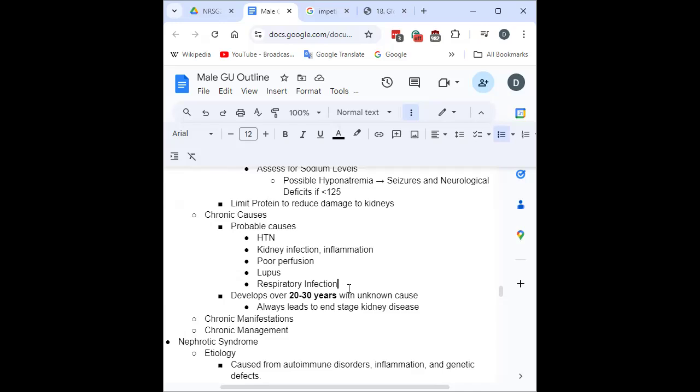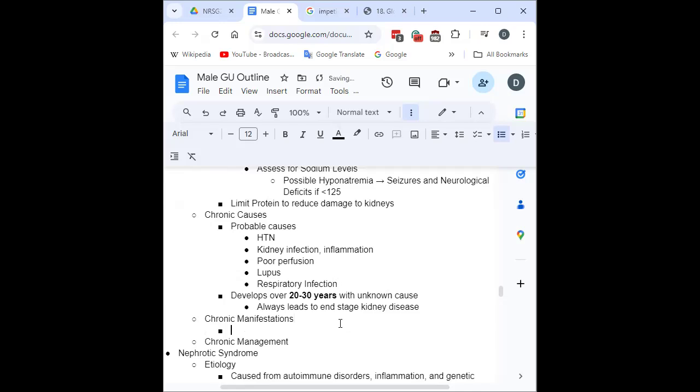So a chronic nephritic will always lead to ESRD, which probably means the patient is going to have very low urine output and issues with electrolytes. They might not even make urine anymore. They might need to be on dialysis. But it does end up having a lot of the same symptoms.